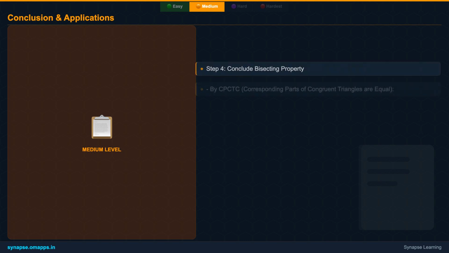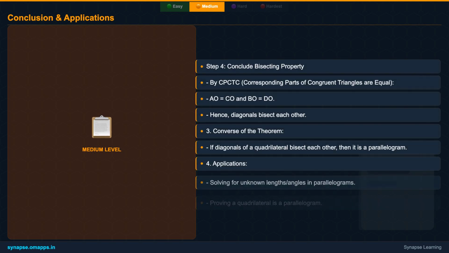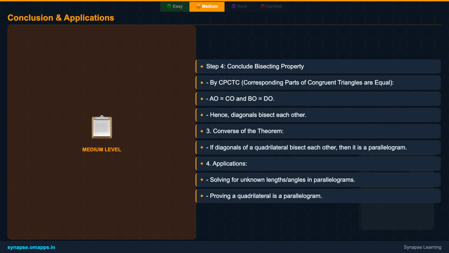This property isn't just a curiosity, it's incredibly useful. Not only can we use it to find unknown lengths in parallelograms, but its converse is also true and very powerful. If the diagonals of a quadrilateral bisect each other, then that quadrilateral must be a parallelogram. This gives us a tool to identify parallelograms. So, whether you're finding a segment length or proving a shape is a parallelogram, this property is your go-to.